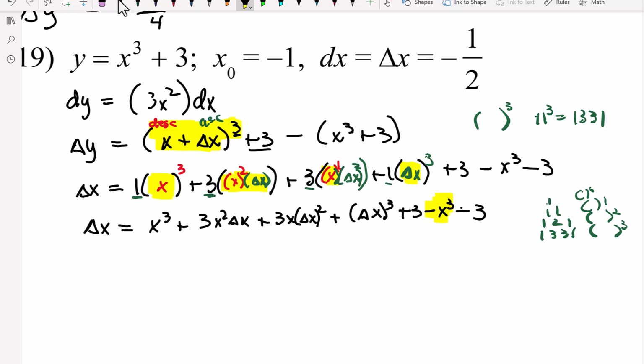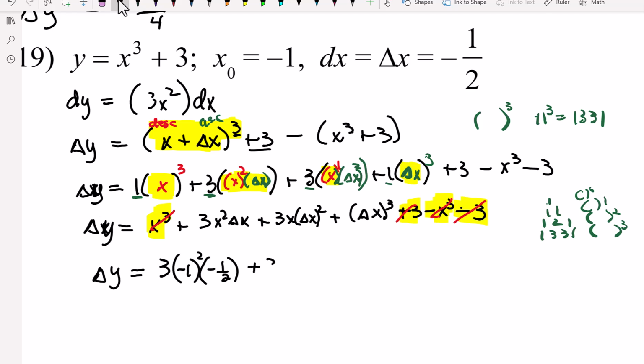So negative x cubed, positive x cubed. Negative 3, positive 3. Those are the things that cancel. All right. Oops. These are supposed to be delta y's. If that was confusing, I apologize. So 3, now instead of the x, we can put negative 1 squared times delta x, negative 1 half, plus 3, x is negative 1, negative 1 half squared, plus negative 1 half cubed.